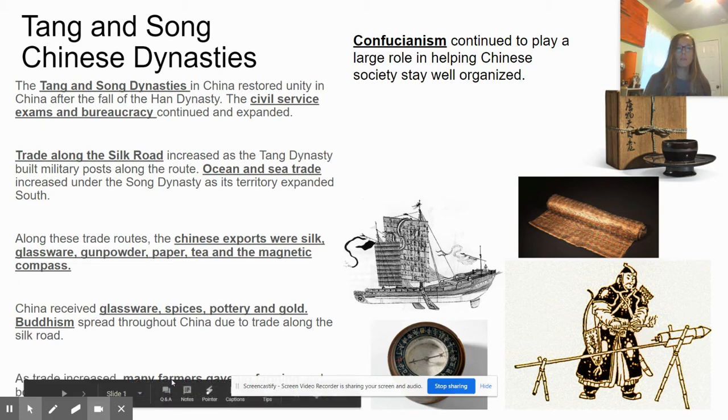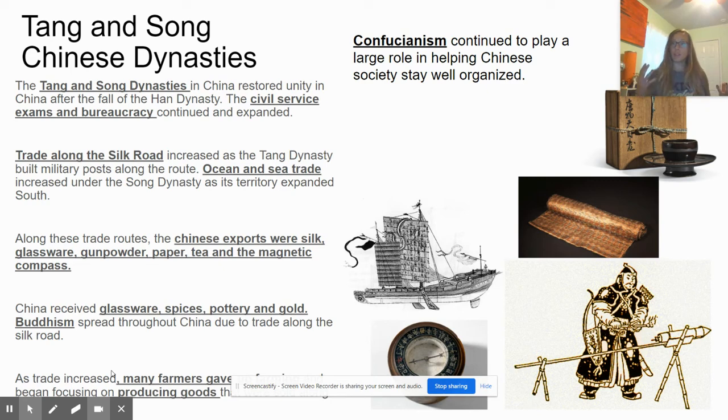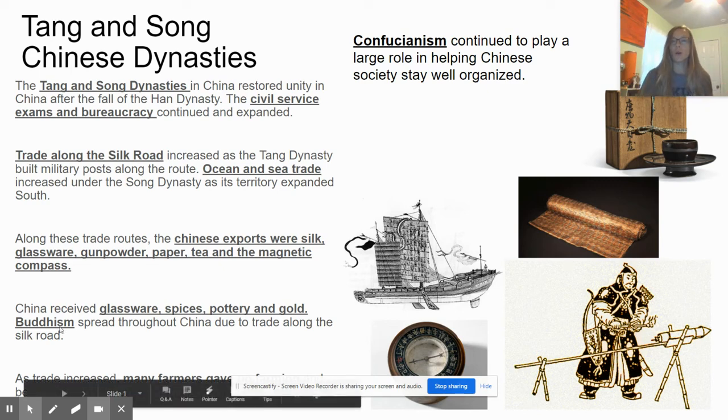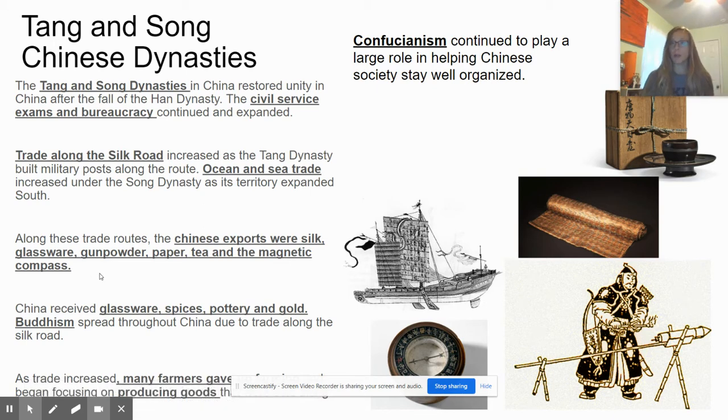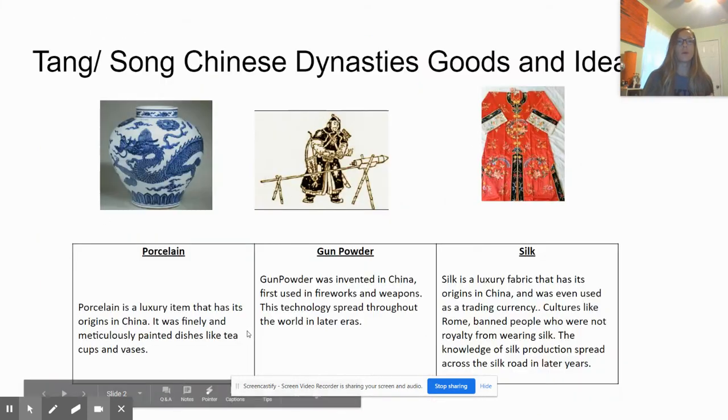Other things that are going to be important in China. I know you may not be able to see it down here, but trade is going to increase as their population increases. So the Chinese are also going to develop new farming techniques and use this new type of rice called champa rice that will help their population to grow.